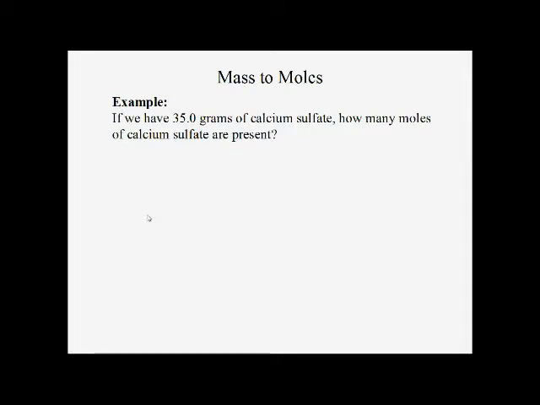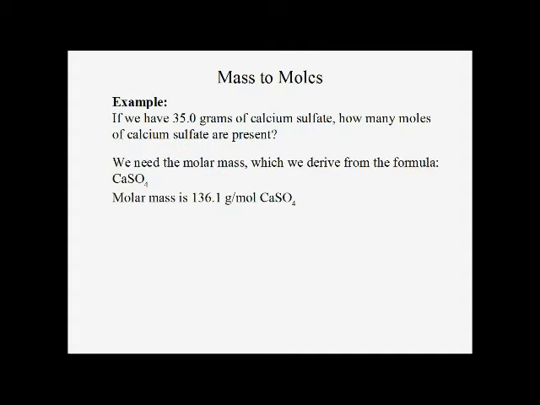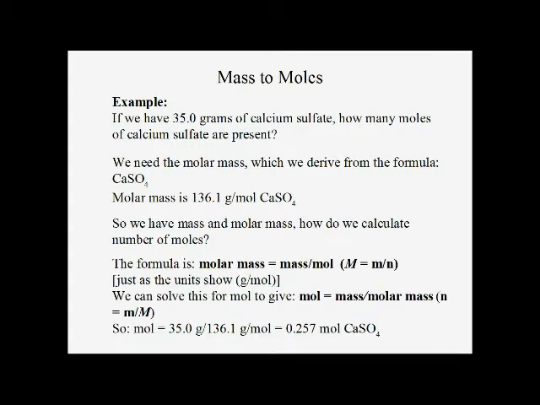So if we have 35 grams of calcium sulfate, how many moles of calcium sulfate are present? Our first step is we need to get the molar mass of calcium sulfate. So we add up the mass of 1 calcium, 1 sulfur, 4 oxygens, and we get the molar mass of calcium sulfate is 136.1 grams per mole. Now that we have the molar mass of calcium sulfate, we can go on to calculate the moles of the compound.